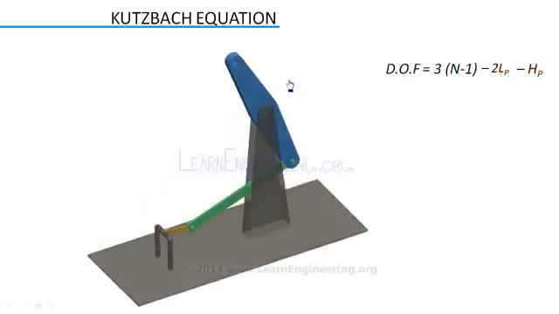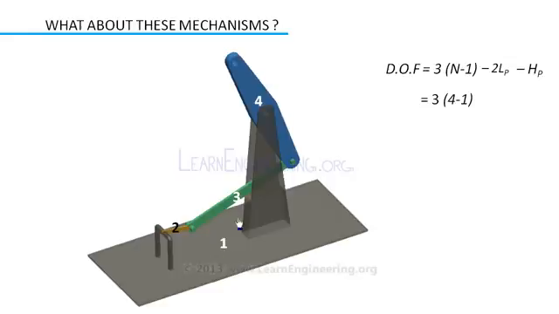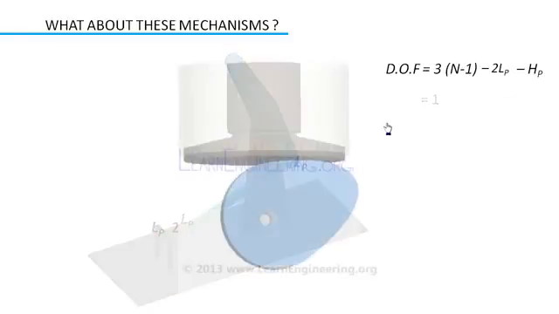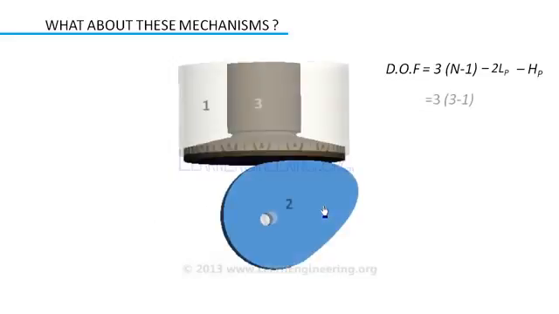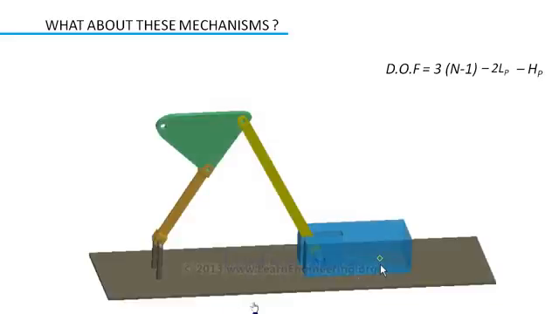Back to same old planar mechanisms. This mechanism is having 4 links, and 3 lower pairs. So mobility is 1. Cam and follower is having 3 links, 2 lower pairs, and 1 higher pair. So mobility is again 1. This mechanism is having 5 links, and 5 lower pairs. So mobility is 2.